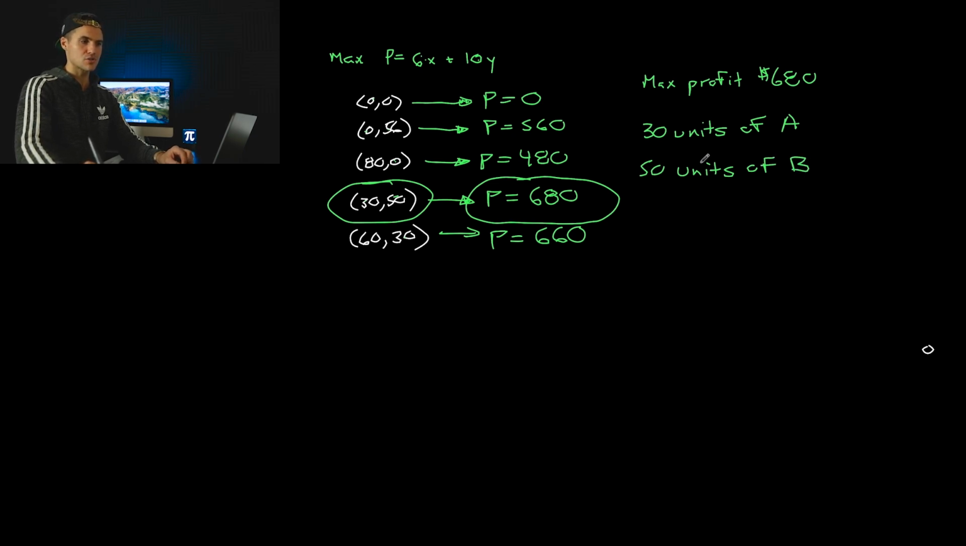And that is also going to ensure that we don't exceed our capacity for the 3 machines. So it's within the constraint, and that's the maximum profit that we're going to get. And that's a wrap for the video.